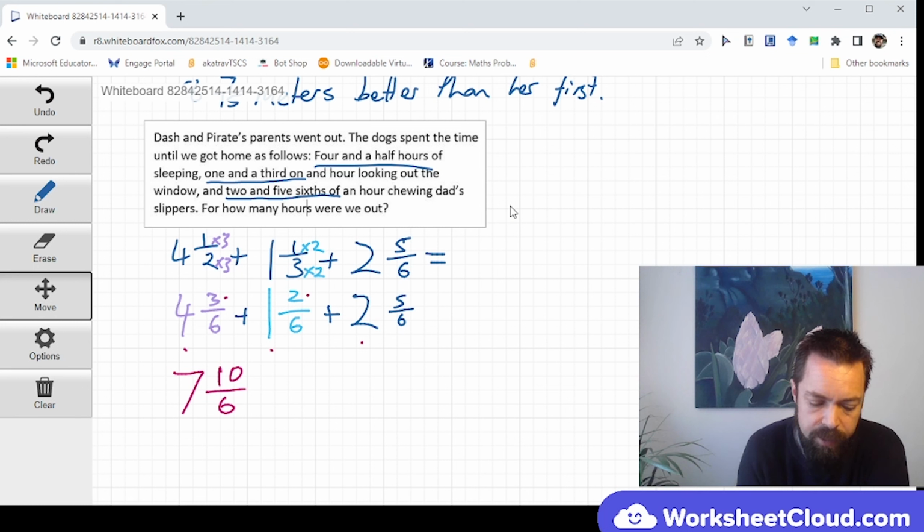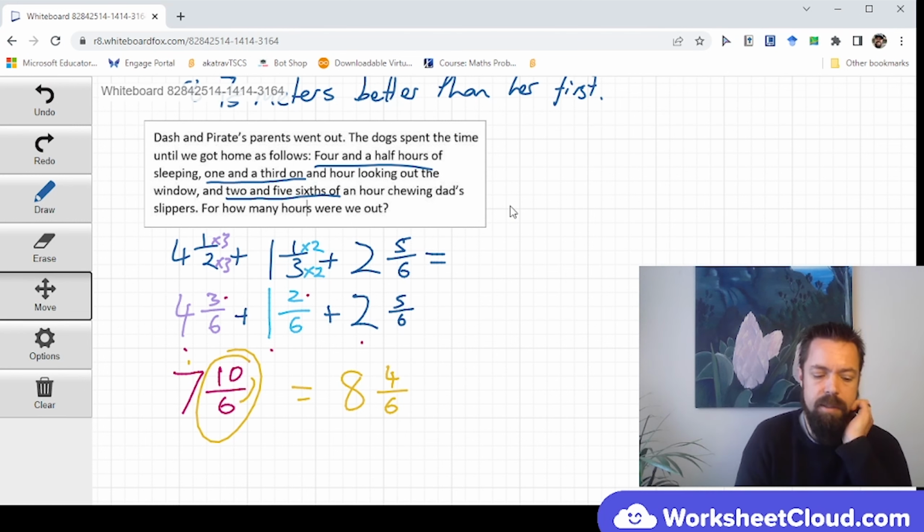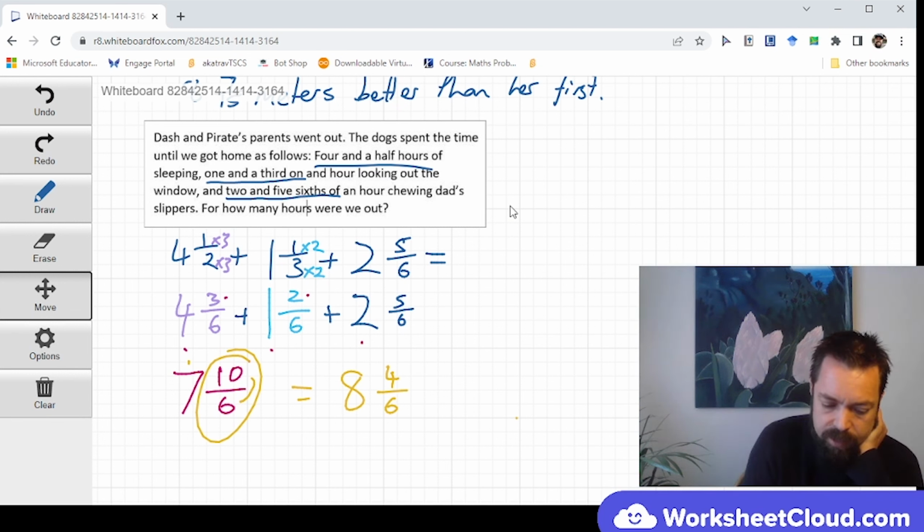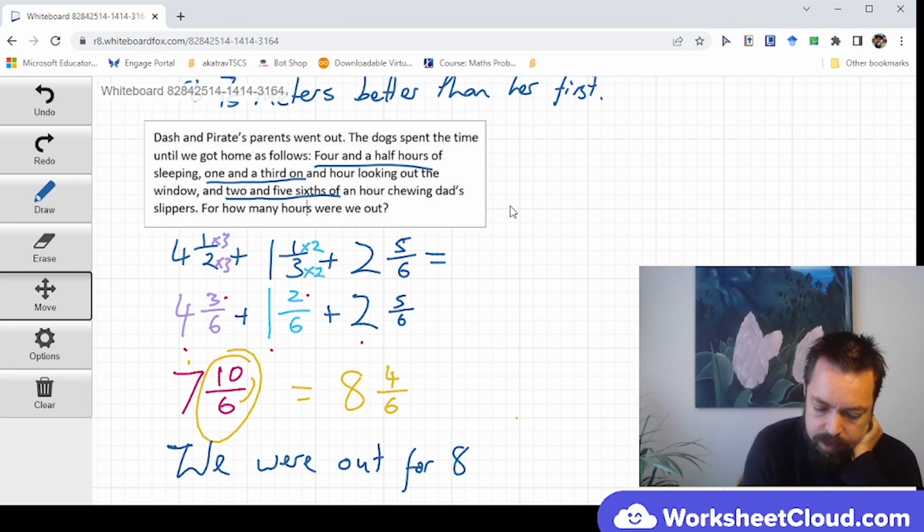All right, and we sit again with our situation of a mixed number over here. So we ask ourselves, how many times does 6 go into 10? It's 1, so we carry the 1. 1 plus 7 is 8. We had 4 left over 6. And there's our final answer. We just need to put it in a word sentence. We were out for long. Shame, poor doggies. I'll just put we were out for 8 and 4/6 hours.